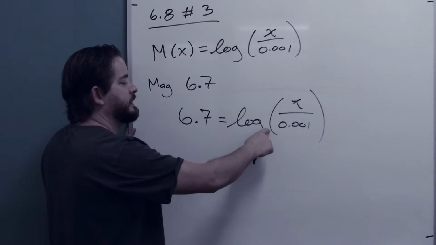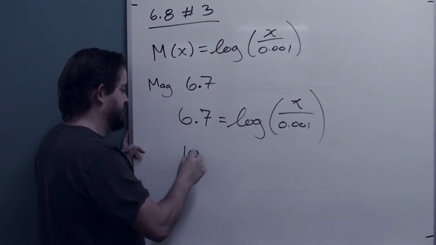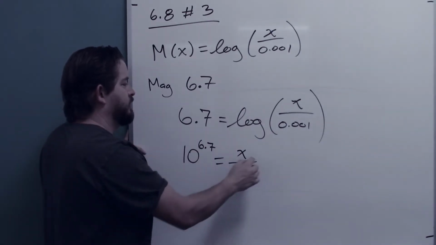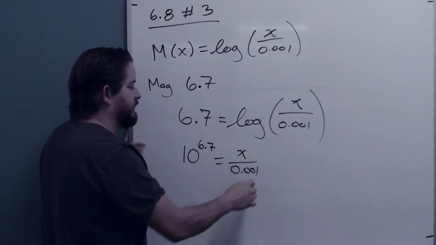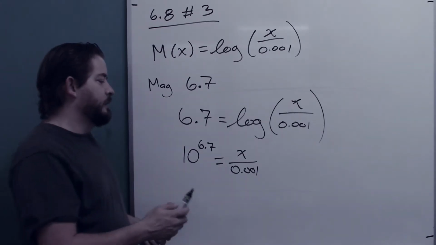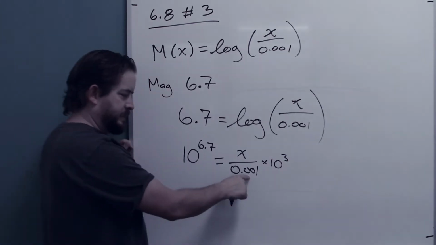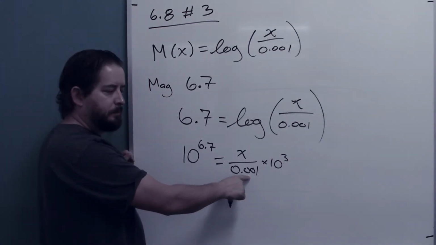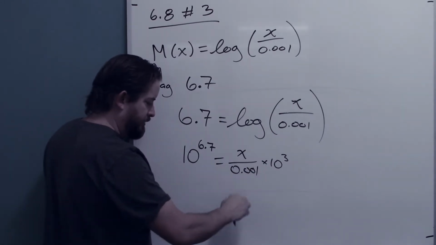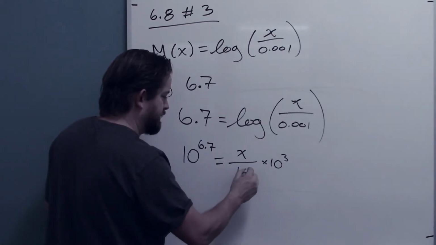So I'm going to rewrite this. The log doesn't have a base written, so it's 10 raised to the 6.7 is equal to x over 0.001. You can take 10 and raise it to the 6.7 and get some ridiculously big number. But instead, I'm going to multiply both sides by 10 to the 3, because this is 10 to the negative 3, right? If I rewrite this just visually, that 0.001 is 10 to the negative 3.